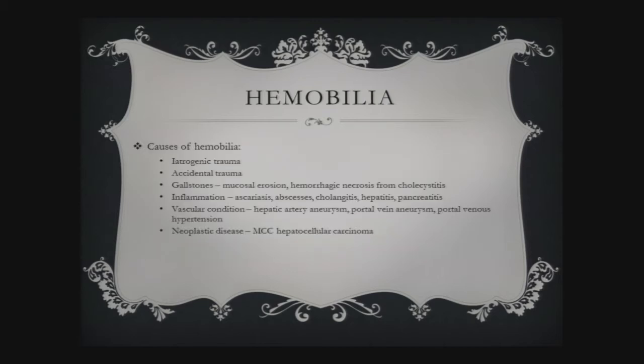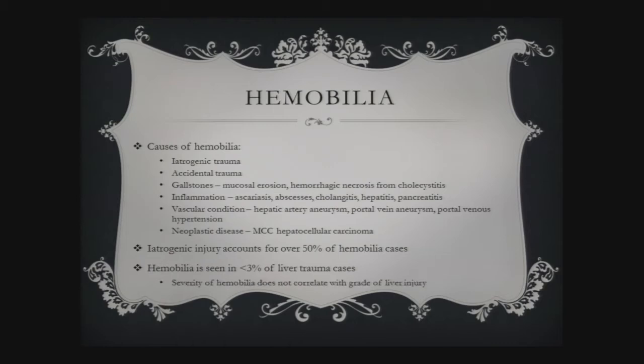So the main cause is actually iatrogenic trauma, so that would be ERCP, stent, or percutaneous liver procedures, and that's about 50% of cases. Accidental trauma is next in line, so like we're talking about blunt liver injury, but hemobilia is actually only seen in less than 3% of liver trauma cases. Other things that can cause it: gallstones with mucosal erosion, inflammation, ascariasis, so we don't have a whole lot of worms here, but abscesses and vascular conditions such as a hepatic artery aneurysm.